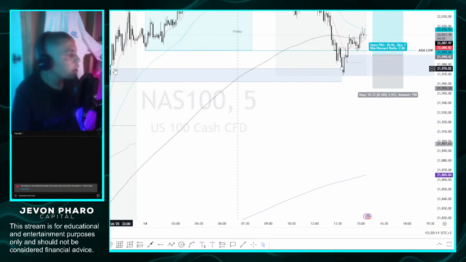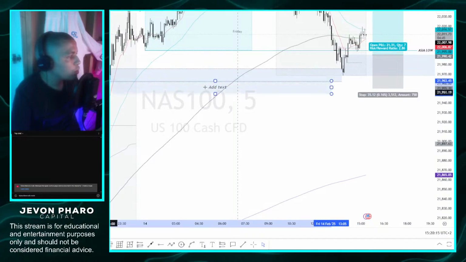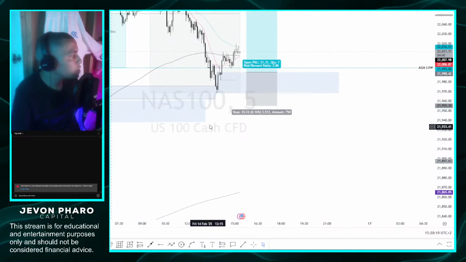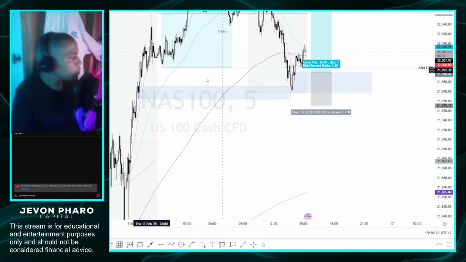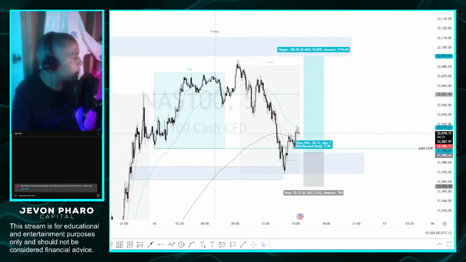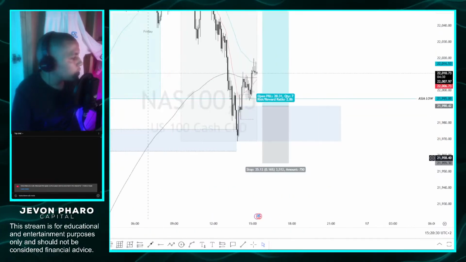So initially, why I marked this level out over here as well is because this is also part of the flip. This is also another level of flip. So it depends on how the structure is going to look if we actually get an entry. So either that zone or the zone down here, I will start looking for some reactions. But currently, we had this reaction of this demand zone over here.